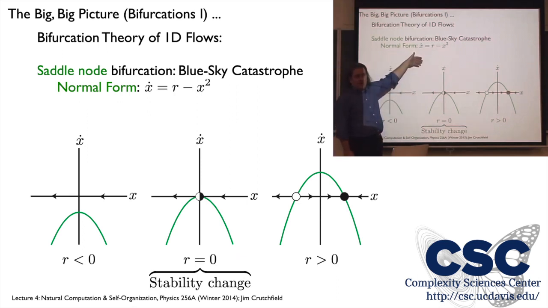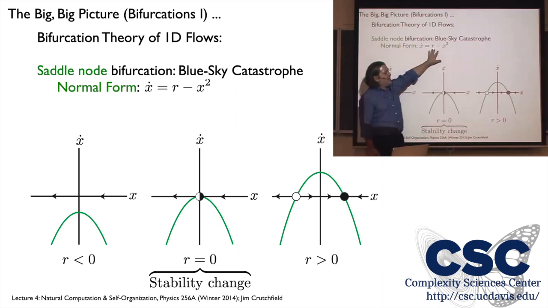You can show that if the system is going through one of these so-called saddle node bifurcations, this very simple one-dimensional differential equation captures all of the essential features. It's just x dot equals r minus x squared, so just a constant minus x squared. And it's set up so that the bifurcation occurs when r goes to 0.